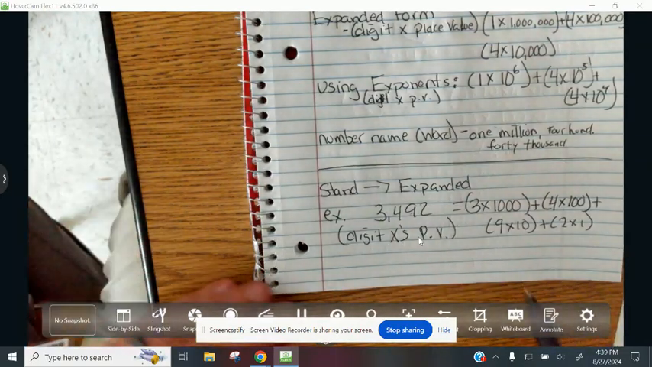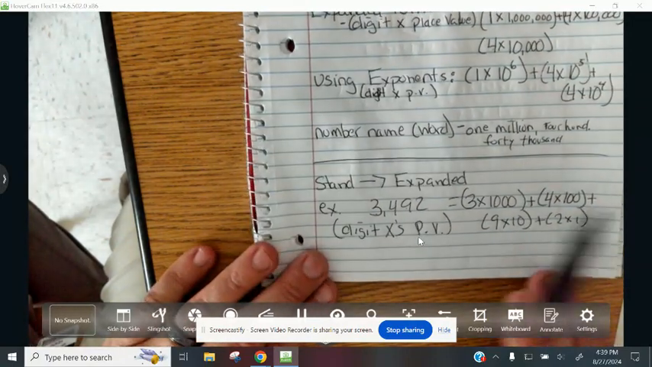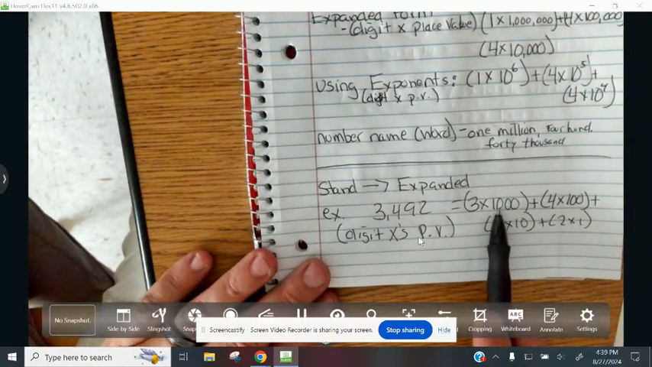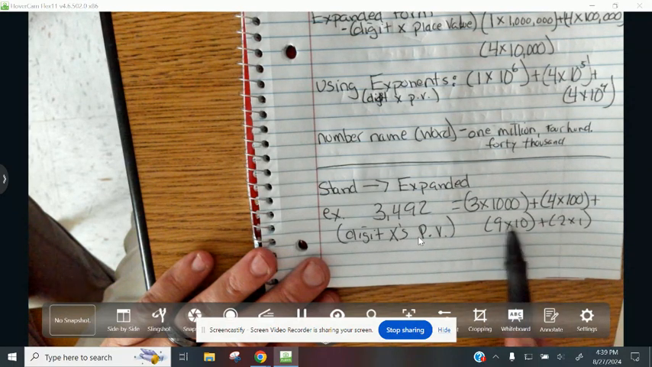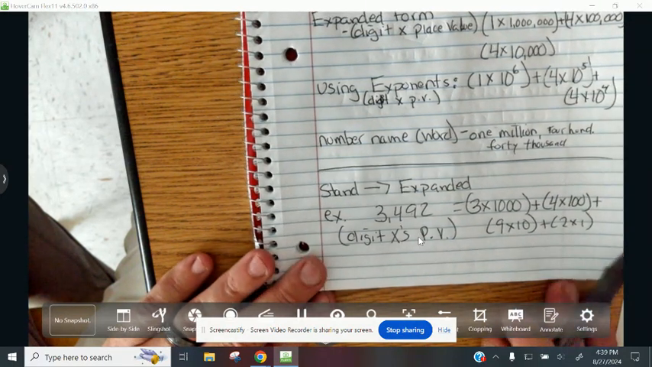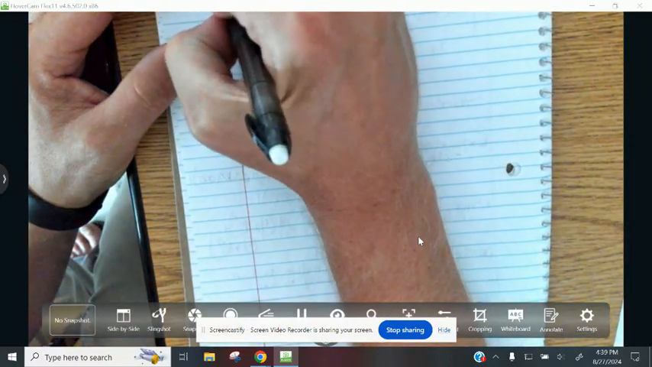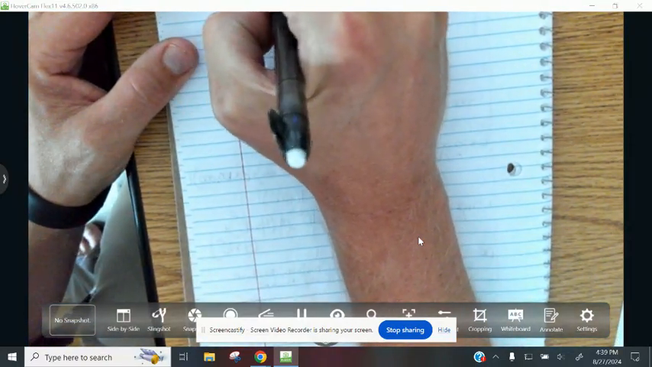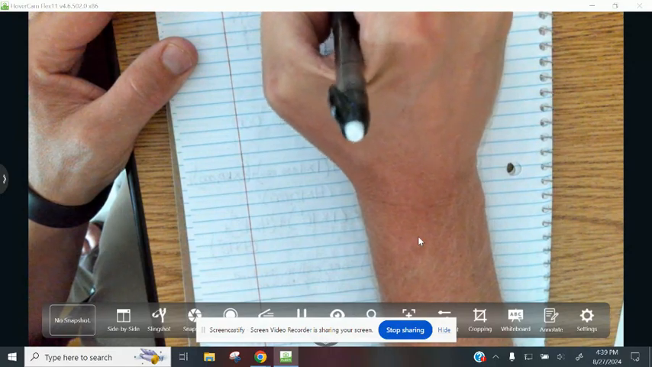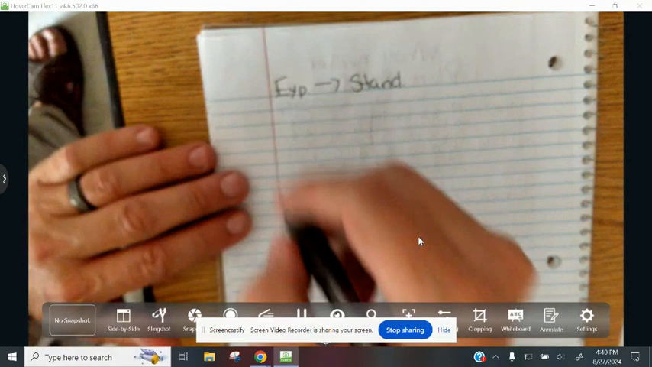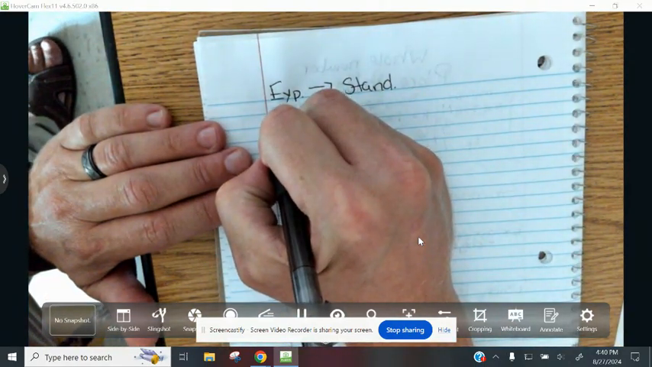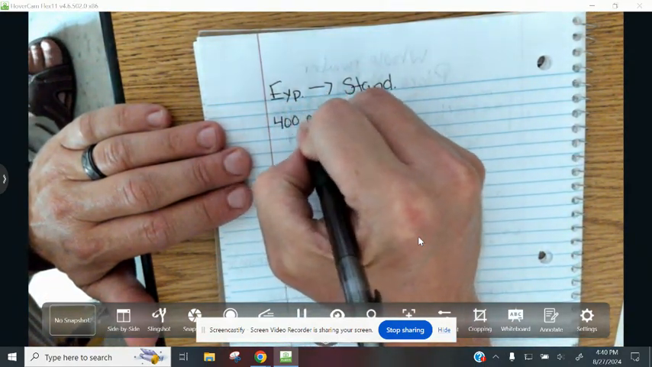Now, we could also do expanded form with exponents, but all that would be replacing this with 10 to the third, 10 to the second, 10 to the first, and then 10 to the 0 if we wanted to. We'll do much more practice in class, so don't worry. The tricky one is when you have to get from expanded to standard. This one can get tricky. So, expanded to standard. Let's do an expanded form number. Let's go 400,000.